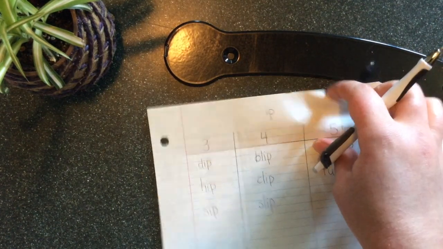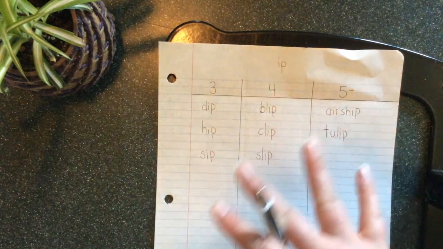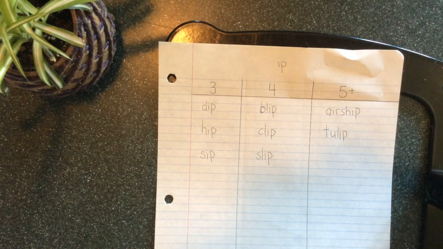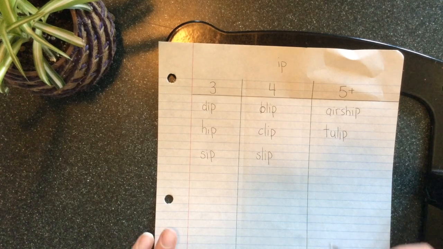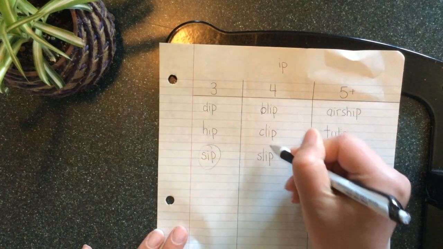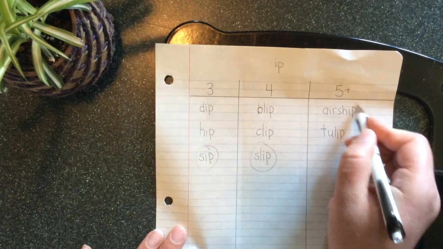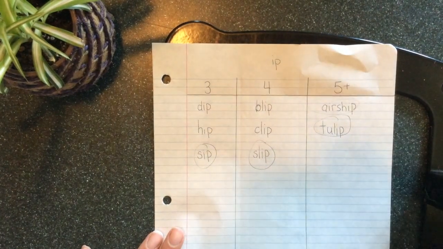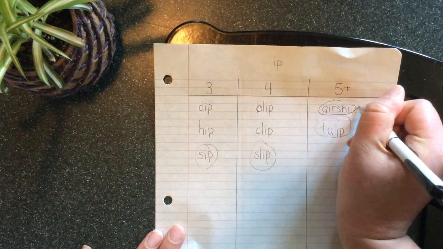So again, you're looking for about 5 words per section. Once the kids have filled out the sheet, they're going to choose the 10 words that they want to look into or to really study for the week. So I might decide that I'm going to look at SIP, slip, airship, and tulip because I want a variety of different difficulties.